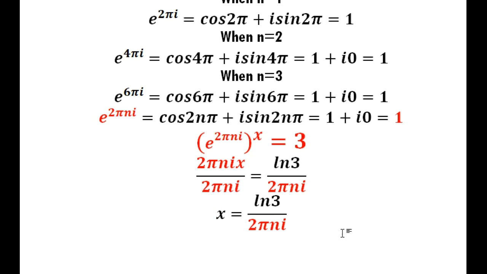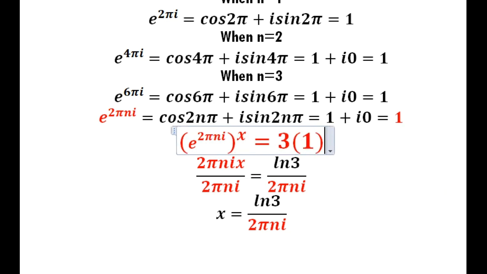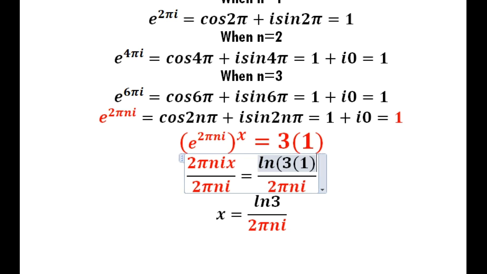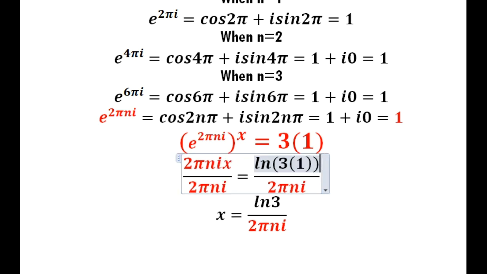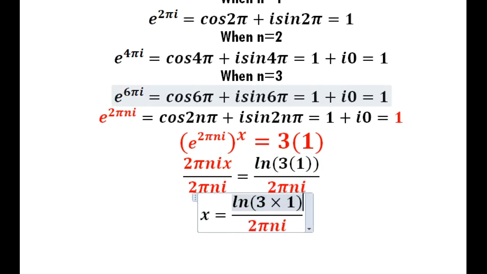And remember again, you can make it more general. Remember 3 is also the same as 3 times 1. Are you seeing that? 3 times 1. So the moment you introduce the natural log, ln of 3 can as well be general. That is going to be, in bracket, ln of 3 times 1. So if you take the log inside the bracket, what will you get? ln of 3 times 1, because we are looking for a general solution.